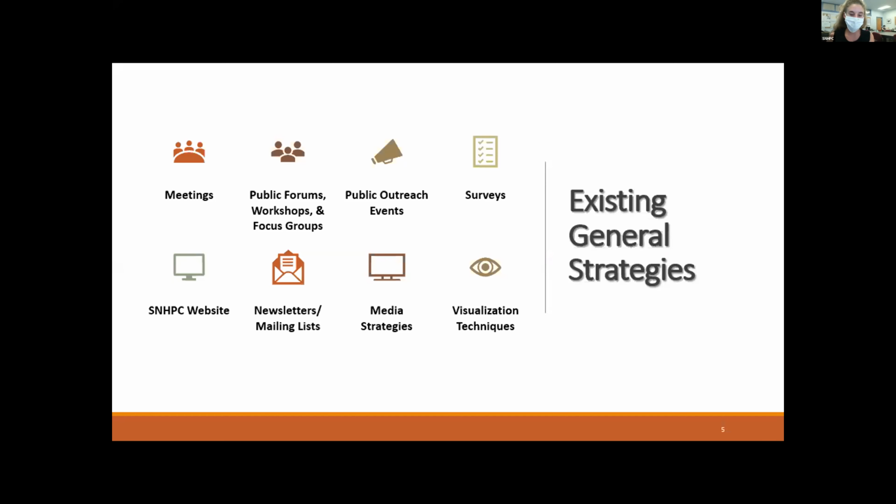And lastly, we use a lot of different visualization techniques to convey different planning topics. We do this a lot via different maps and infographics that help make planning topics and data more digestible and readable and usable for the public eye. Next, I'm going to be going into our goals.